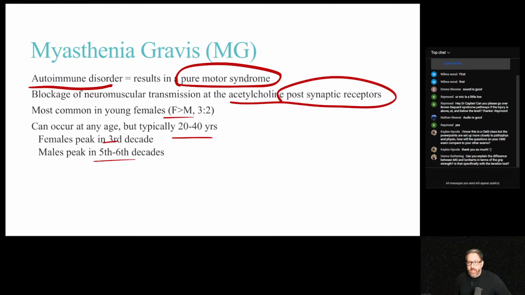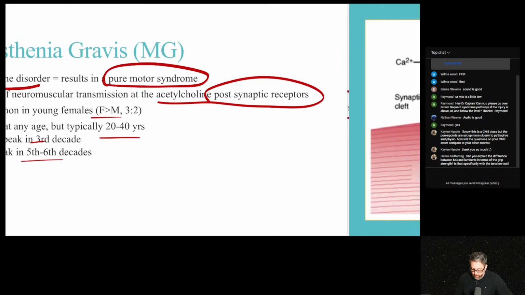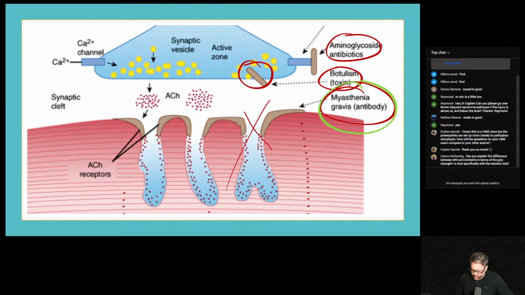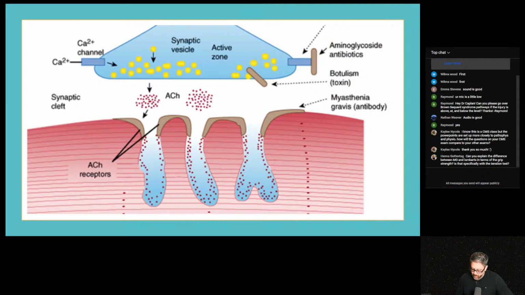So myasthenia gravis. The key thing with myasthenia gravis is right here. Remember, it's an antibody that attacks the receptors, so it's going to stop the receptor from working as well as it should. Think of it just like insulin resistance with diabetes. The target tissue is no longer responsive to insulin.